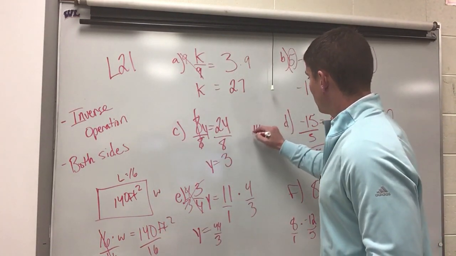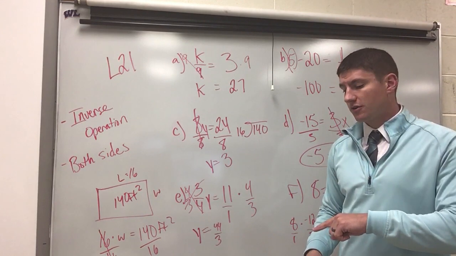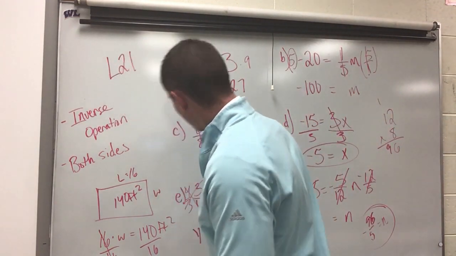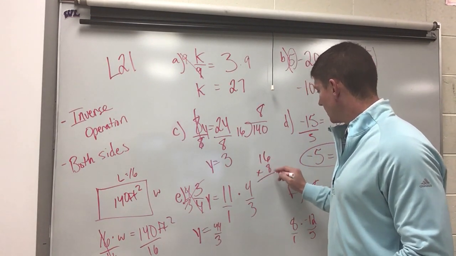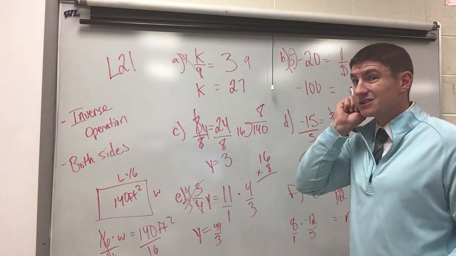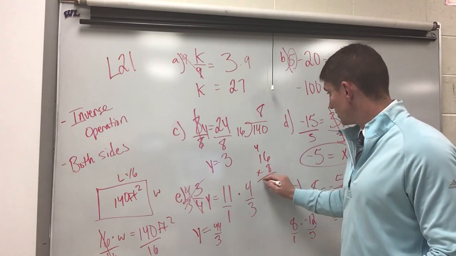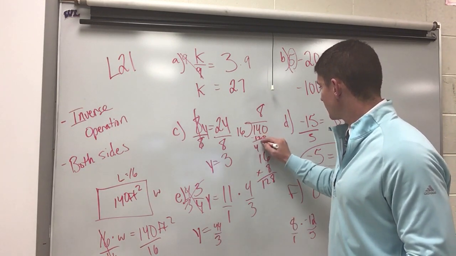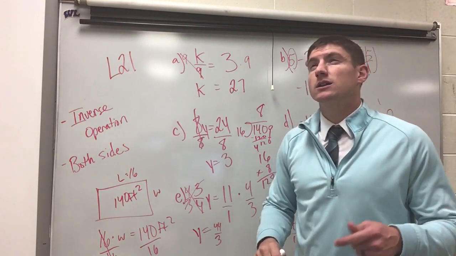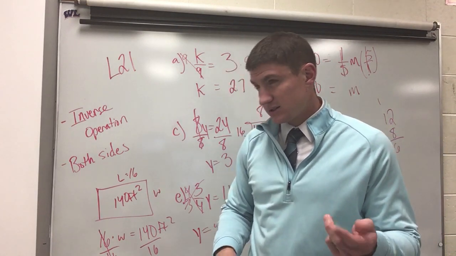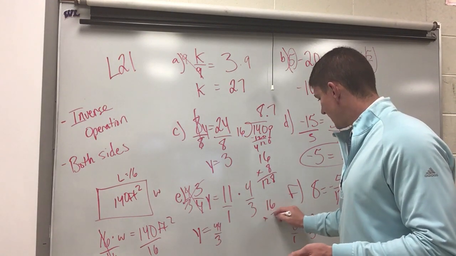140 divided by 16. How many times does 16 go into 140? 8 times for sure. 16 times 8. 8 times 6 is 48. Carry the 4. 8 times 1 is 8 plus 4 is 12, so 128. 140 minus 128 is 12. 16 goes into 120. Let's see, 5, 6, 7 times.